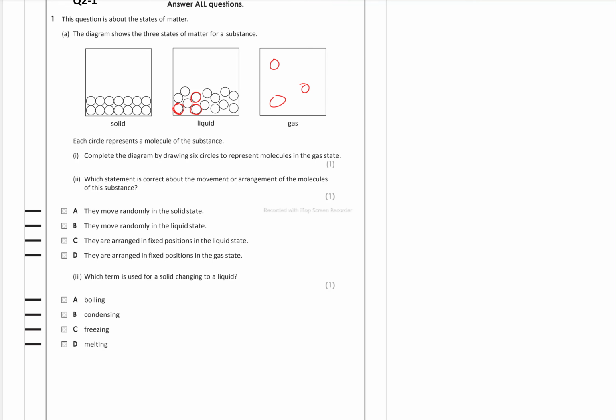So it says complete the diagram. Another thing, 1 2 3 4 5 6, they want at least 6 particles. So bear that in mind. Which statement is correct about the movement or arrangement of molecules of this substance?